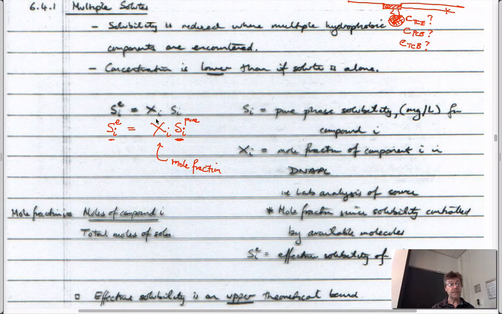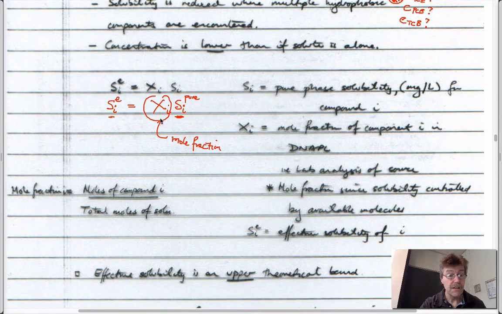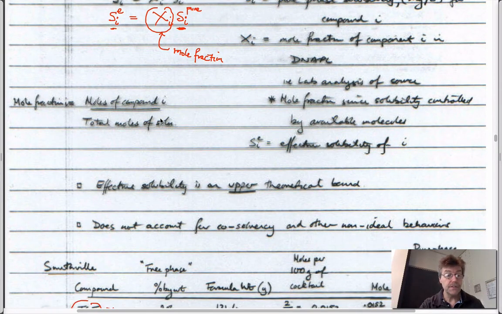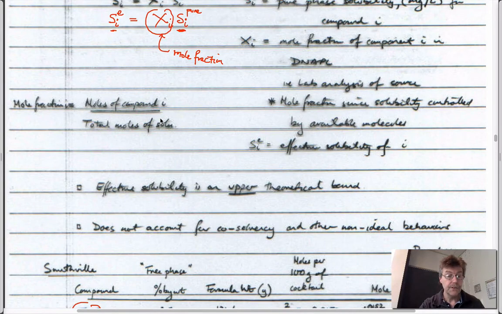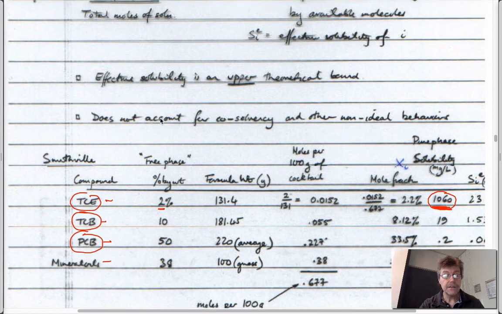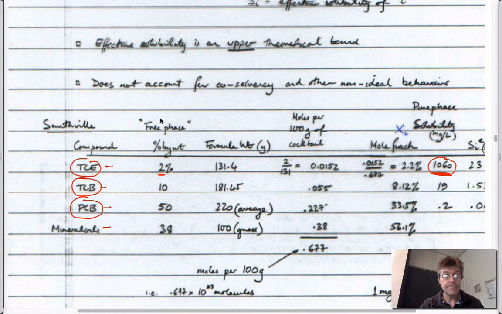So the only trick, I guess, is being able to figure out what the mole fractions are, and that's not very difficult. And so to do that, we can do that for Smithville, this one site, again in Ontario, not so close to Borden, a couple of hours away, but not so far away either. And so these are actually the proportions that are present within the free phase contaminating fluid: 2% TCE, 10% TCB, 50% PCBs, and 38% mineral oils.